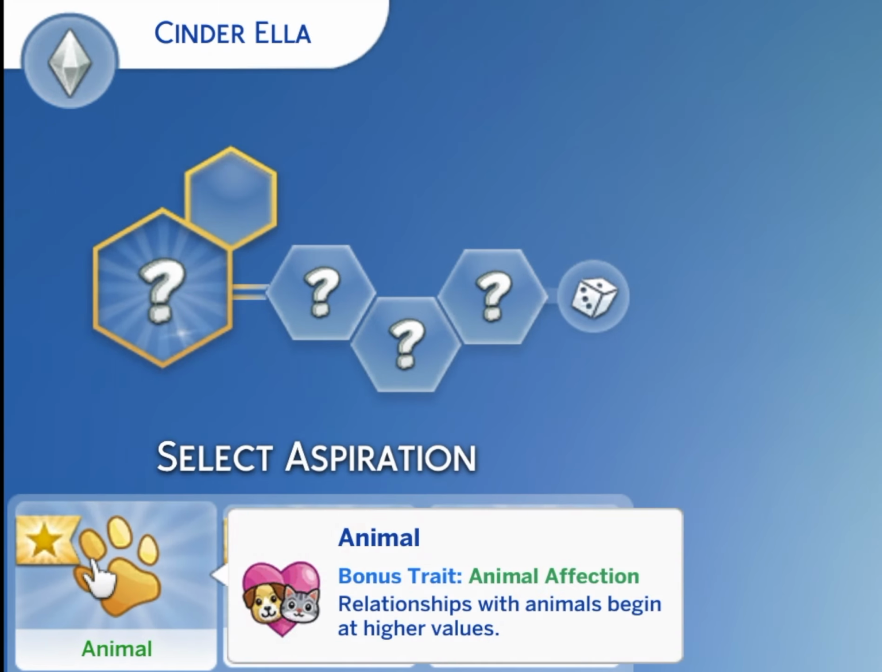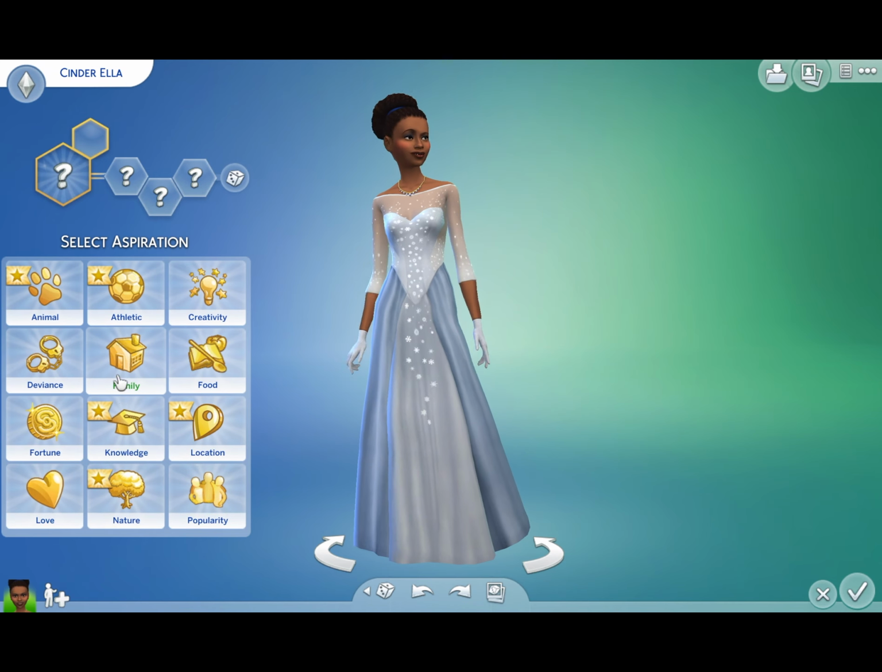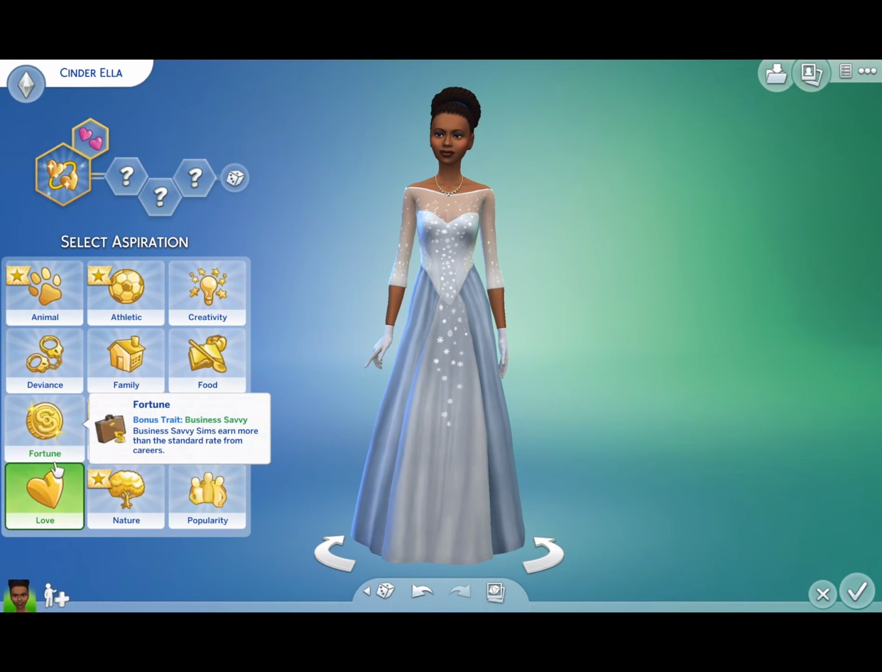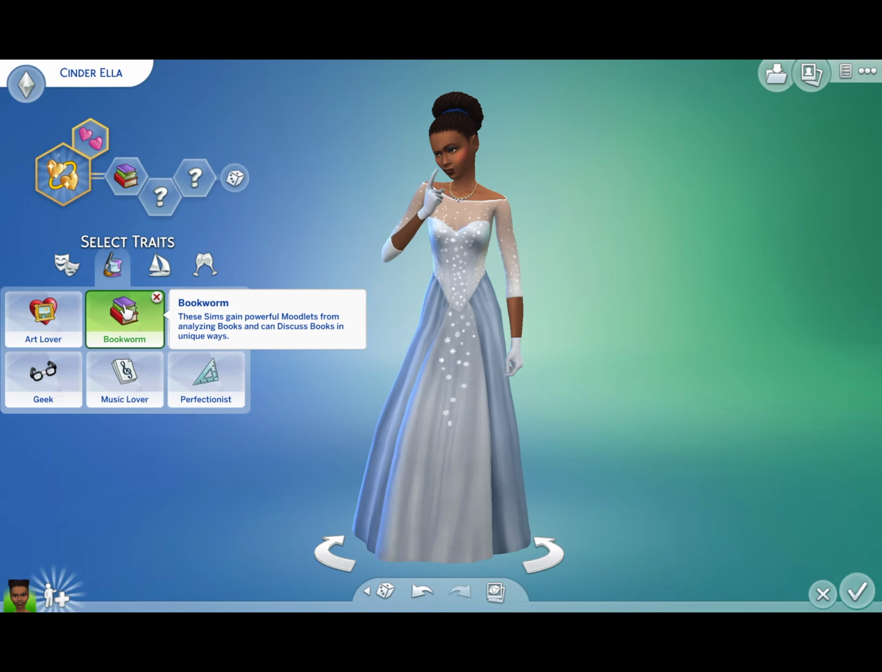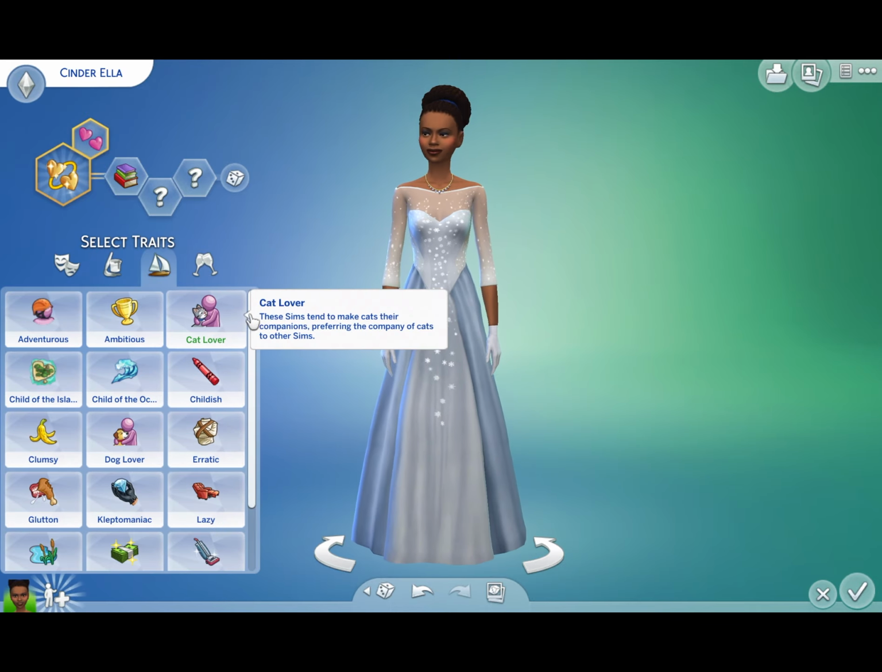Here's a nod to the original Cinderella, whose name is Cinder, last name Ella, so Cinderella. And here are her traits. Do you agree with them, or do you think I could have picked better ones?